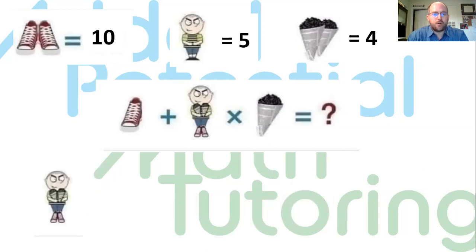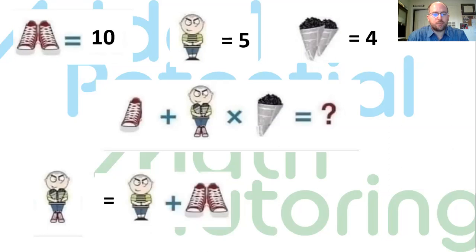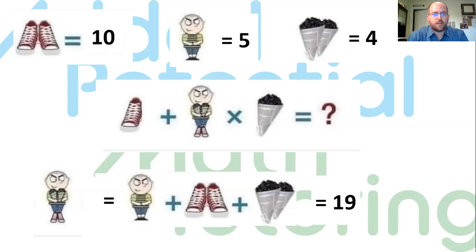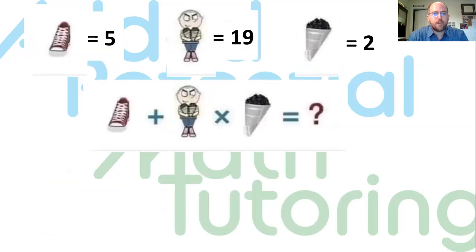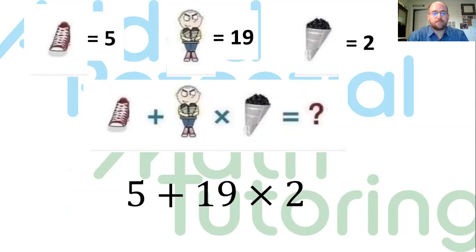Now let's take a look at that boy. So we solved for a boy equals 5, but if we look at the boy in the final equation, he's wearing a pair of shoes and he's holding 2 things of popcorn. So I think we need to add all those together. So the initial boy was 5, pair of shoes is 10, 2 buckets of popcorn is 4. So I think the boy in the final equation is 19. So we now have the values of these 3 variables.